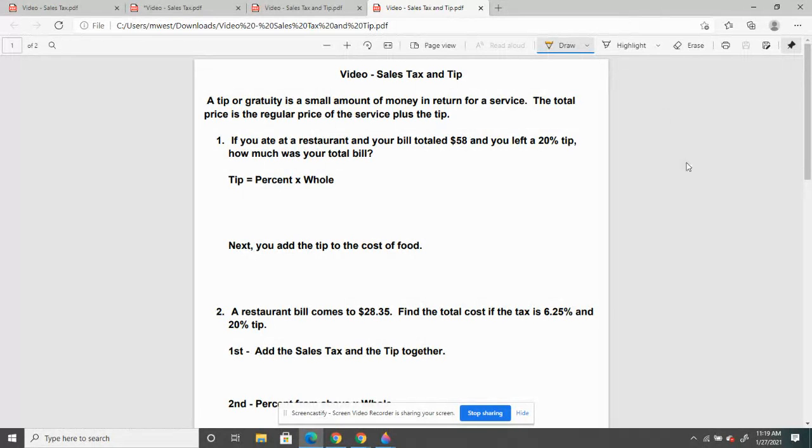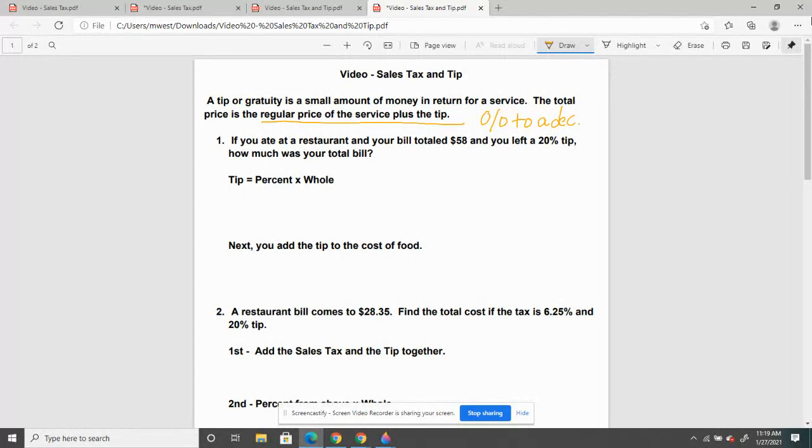A tip, or gratuity, that's the same thing, is a small amount of money in return for service. So like if you went to a restaurant, you leave a tip on the table or pay at the register for the services that you received. The total price is the regular price of the service plus the tip. Another thing you're going to have to do here is change the percent to a decimal.